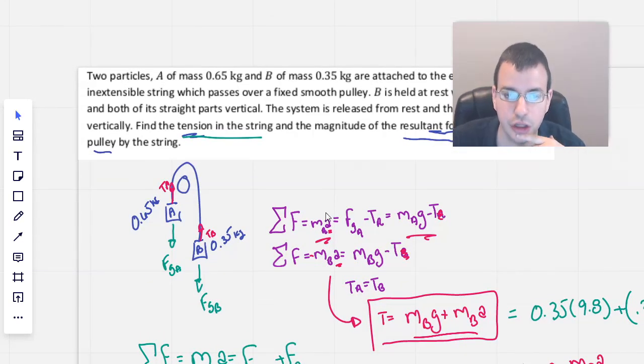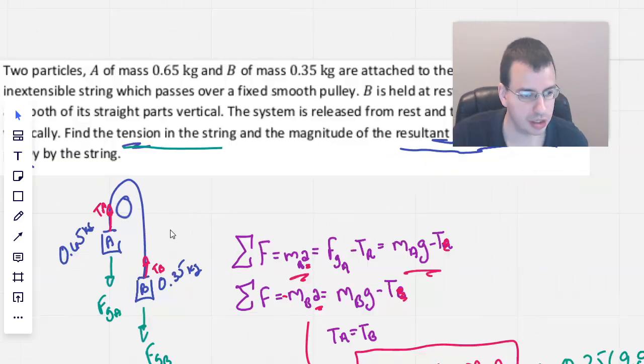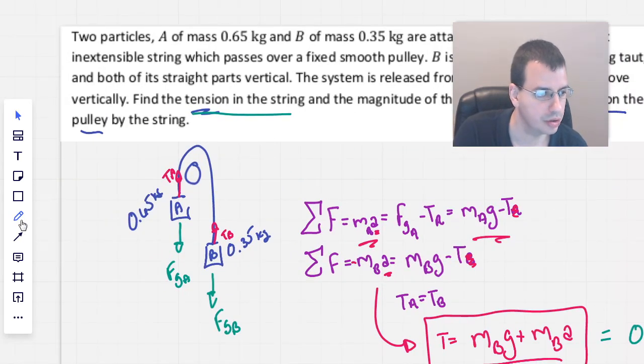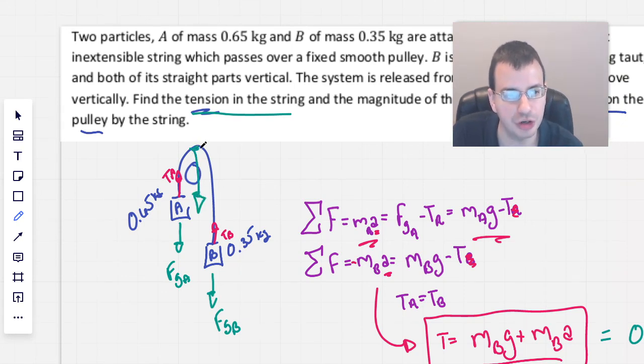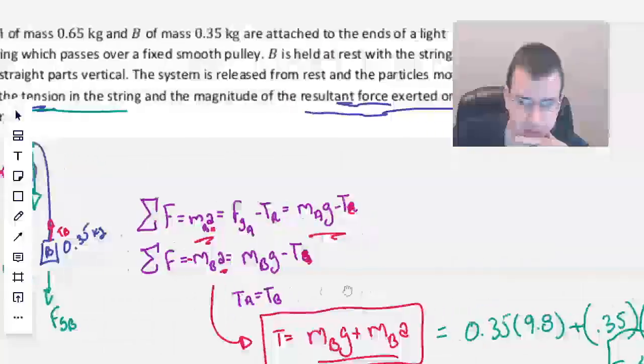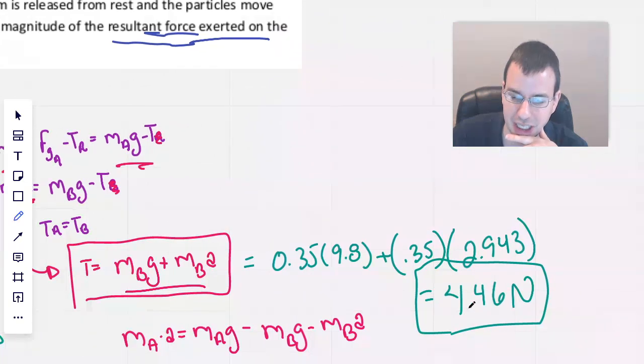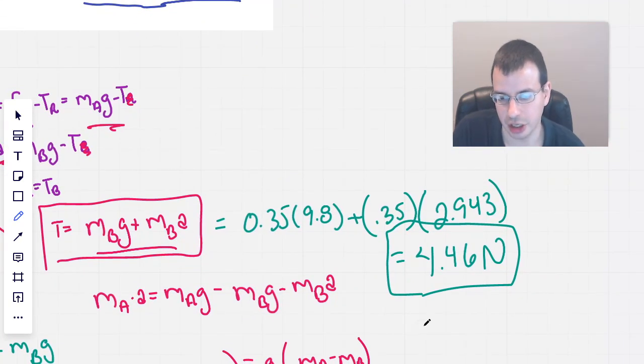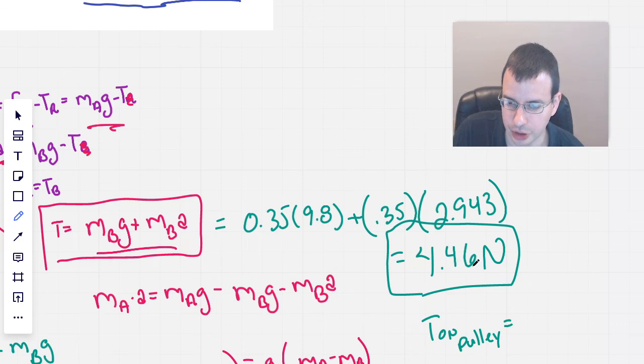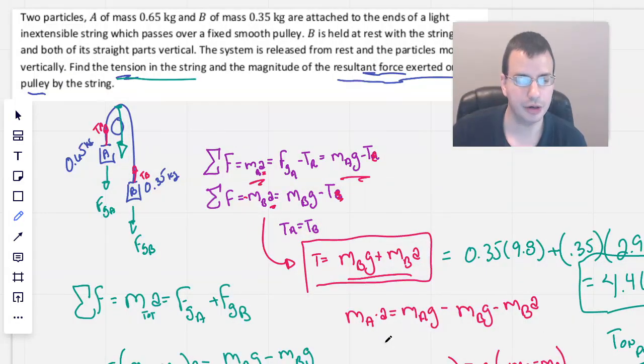Now, to find the resultant force exerted on the pulley by the string, we'll look at it right here. Let's do green. I think it's the force from the string pulling down on the pulley right there. The way I would approach it, my guess is that it's just going to be the sum of the two tensions, since they're both vertical. Since both tensions are the same, they're both 4.46, the tension on the pulley would equal 8.91? I think that's right. 8.92, this number times 2, newtons. That's how I would approach this problem.